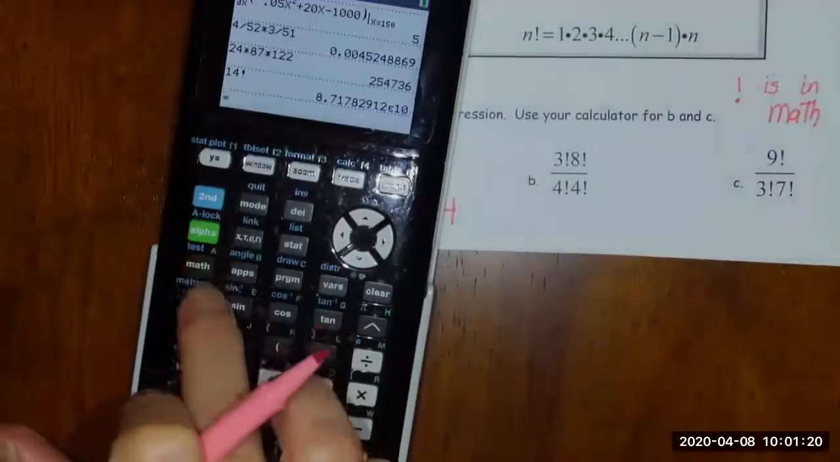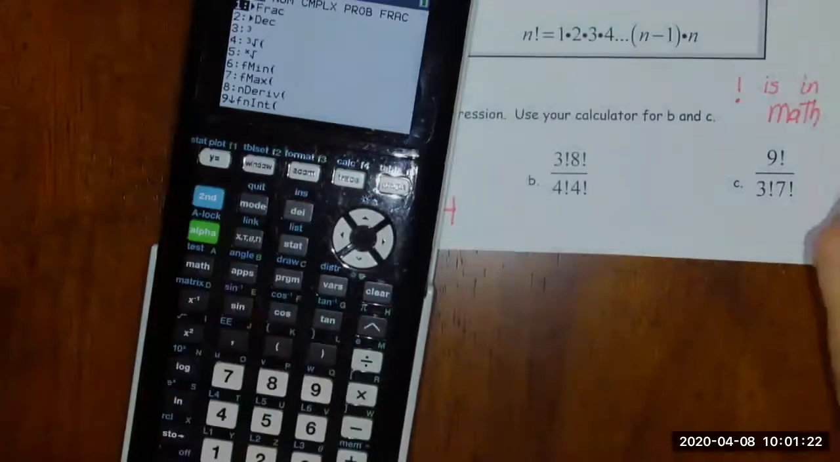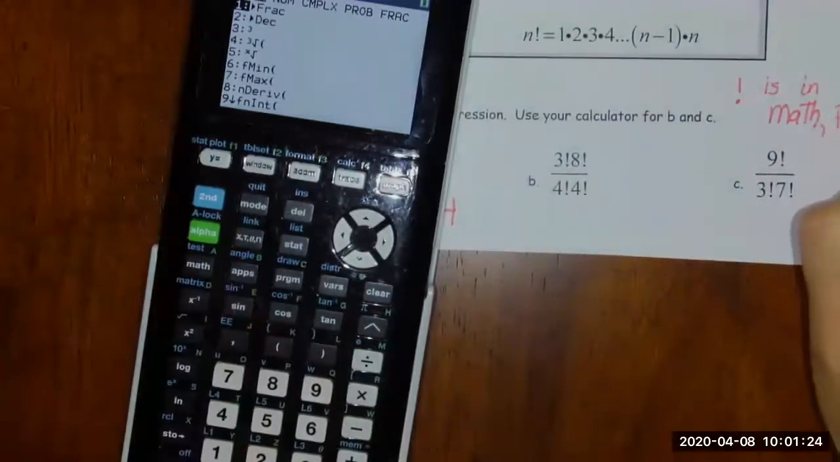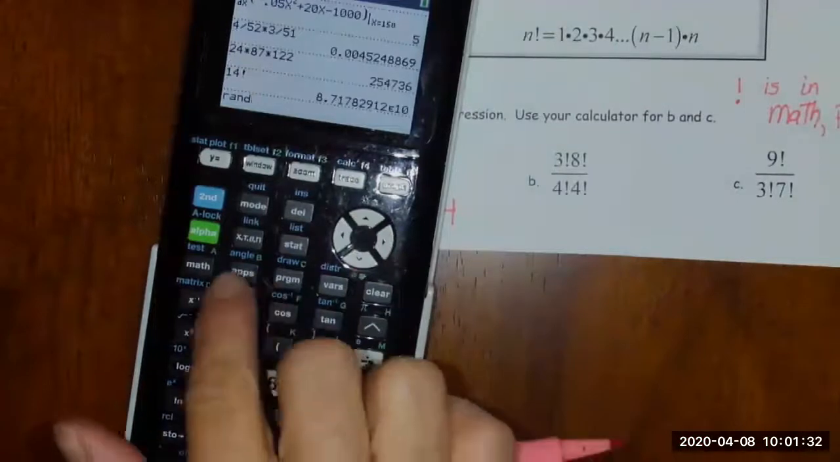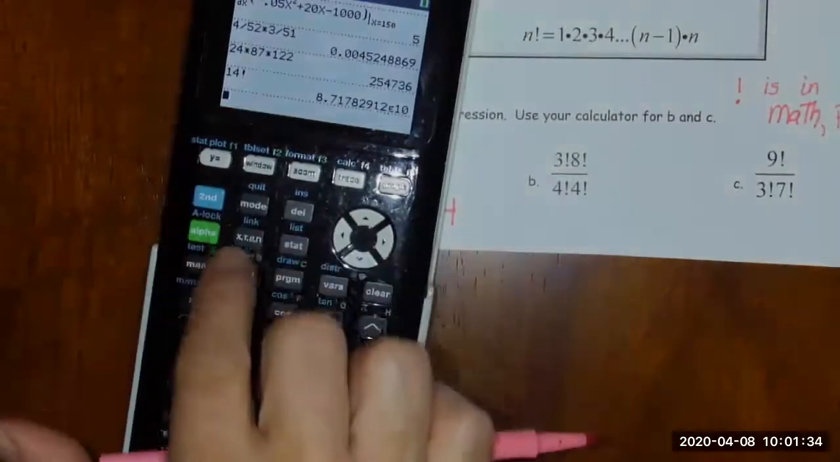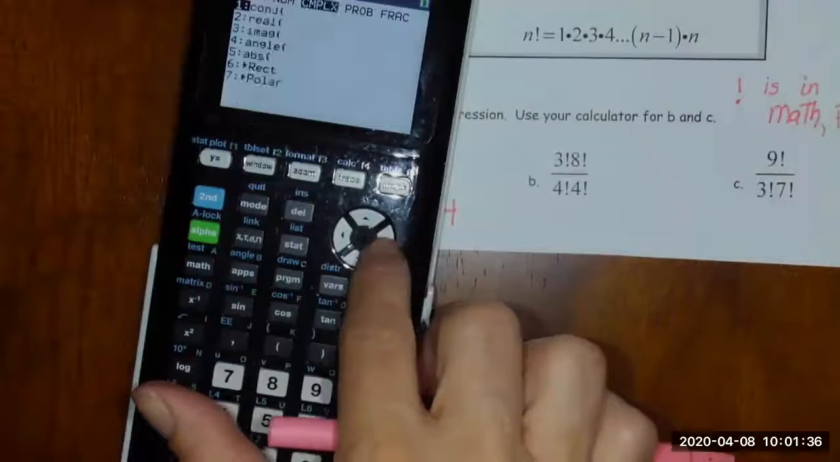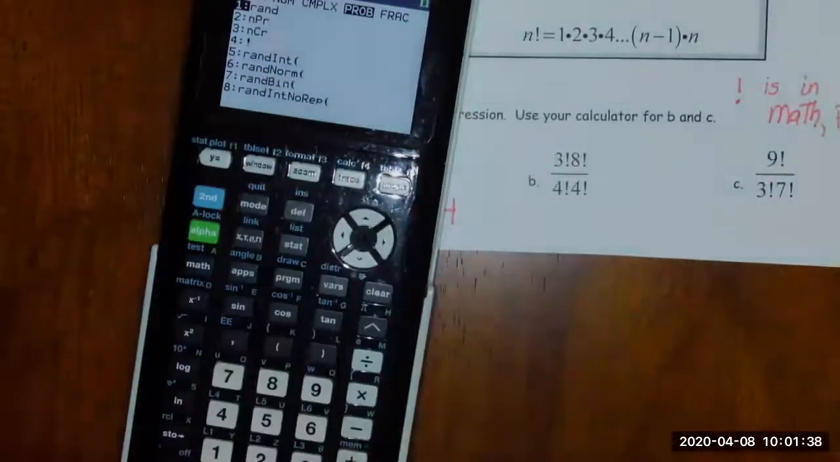Okay, so we're going to go math and then go over to probability. If you've got an older calculator, it'll say PRB without the O. Math, PRB, and you want to pick number 4. 4 is the factorial button.